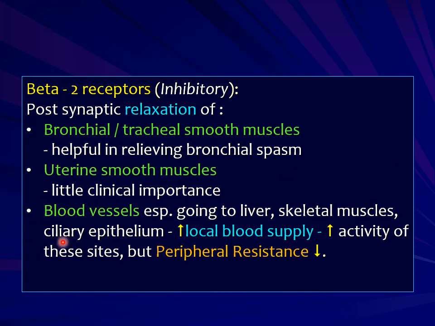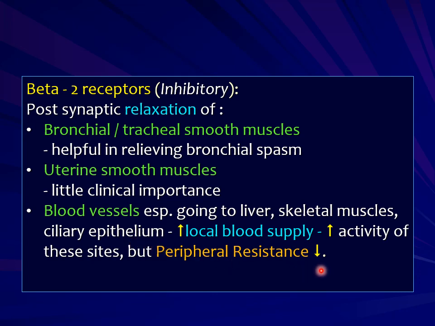They are also present at the level of blood vessels, especially those supplying the liver, skeletal muscle, and ciliary epithelium. So there will be vasodilation of these vessels, and increased local blood supply to the liver, to the skeletal muscle, to the ciliary epithelium. So there will be increased activity of all these sites: increased metabolic activity, increased motor activity, and increased ciliary epithelium activity.